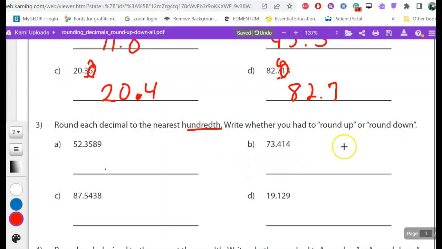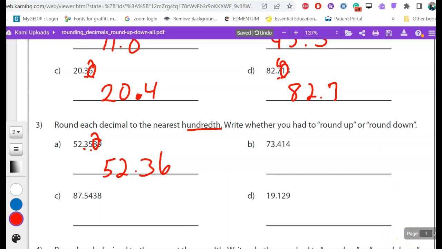All right, so for my first number, I have 52.3589. Okay, so first identify the number that's in the hundredths place. That 3 is in the tenths, that 5 is in the hundredths place. So I am taking a look at the 8 to tell me what to do with that 5, right? So that 8 is telling that 5 to round up because it's larger than 5, right? So if I round up, I'm going to have 52.36, leaving the rest of it off. So I rounded that up to 52.36.